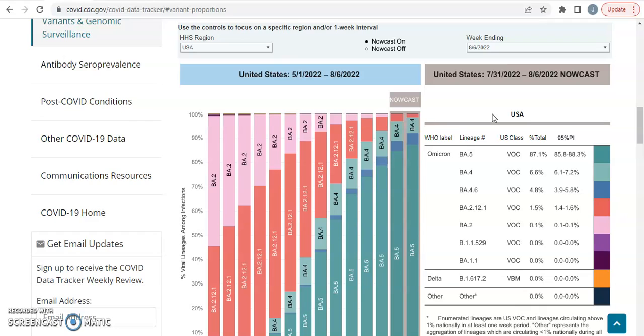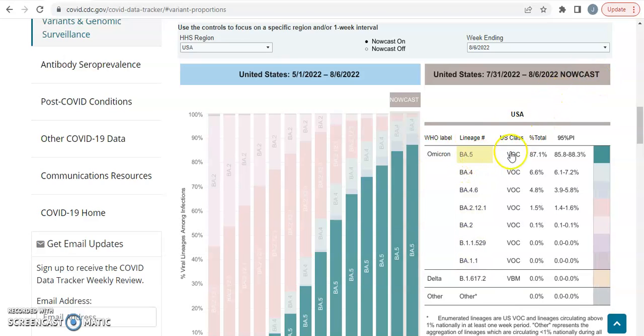So basically in this video what we're going to do is look at the different variants and subvariants that are in existence right now in the United States and internationally, because there's some interesting things going on in the data. The United States update today is Tuesday. We get our variant proportion updates each week on Tuesdays. So I thought we would do a video discussing the various different subvariants that are in existence in the United States and around the world.